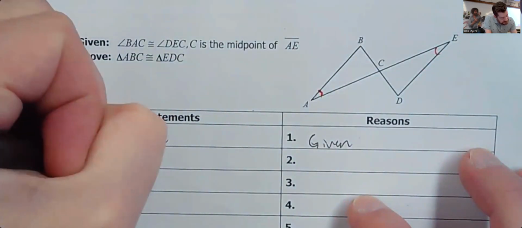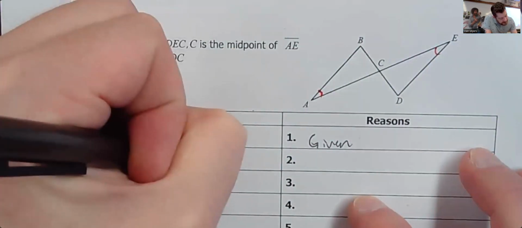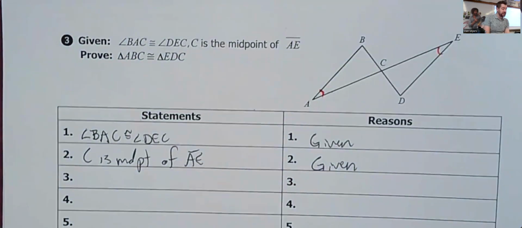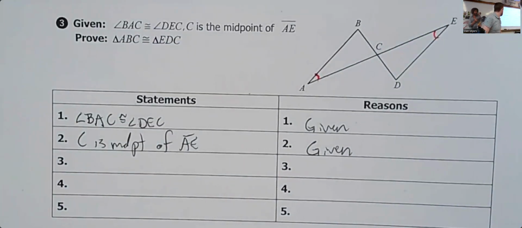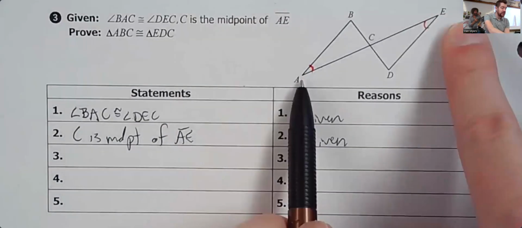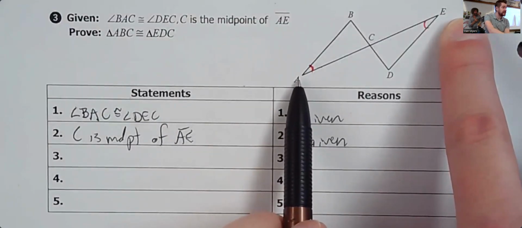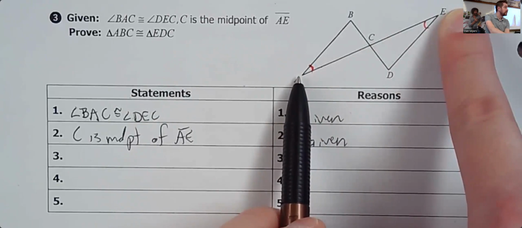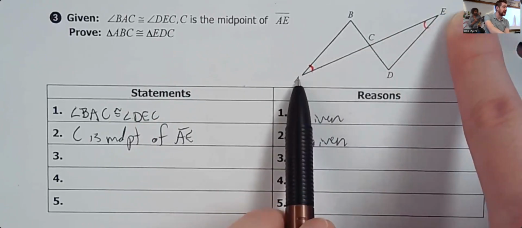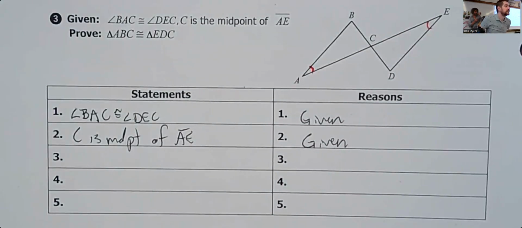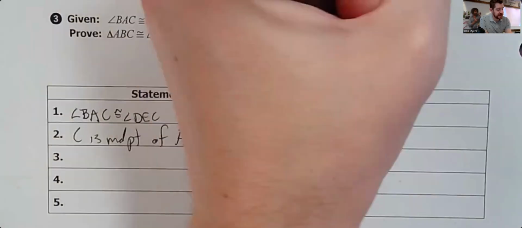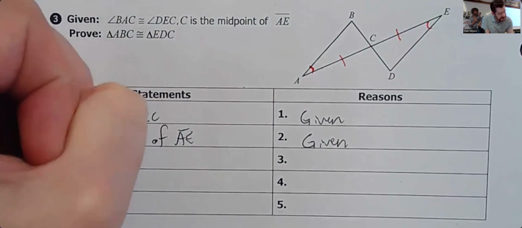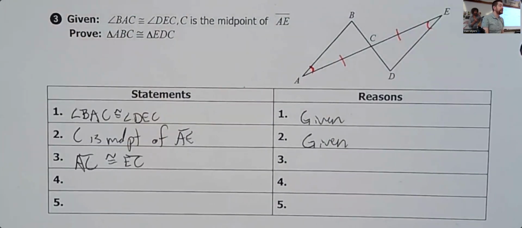C is the midpoint of AE. That's also given. If you have a midpoint, we should probably be using the definition of midpoint. So if C is the midpoint of AE, what does that tell us about congruent segments between those two points? Which segments have to be congruent because C is the middle between A and E? AC and CE. Yeah. We're going to write EC. So AC is congruent to EC, and that would be definition of midpoint.